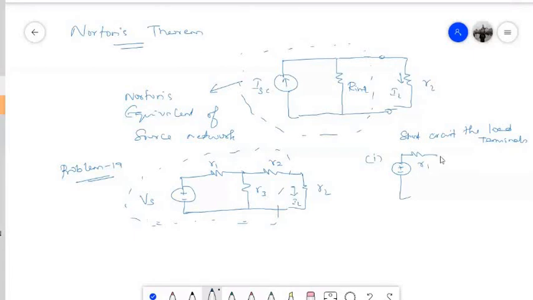This will be R1, this will be R3 and R2. As I told, I am going to short circuit the load terminals. So that will give me the short circuited current flowing through this load terminal, and that is one important thing that I am looking for, that is ISC, the short circuited current.